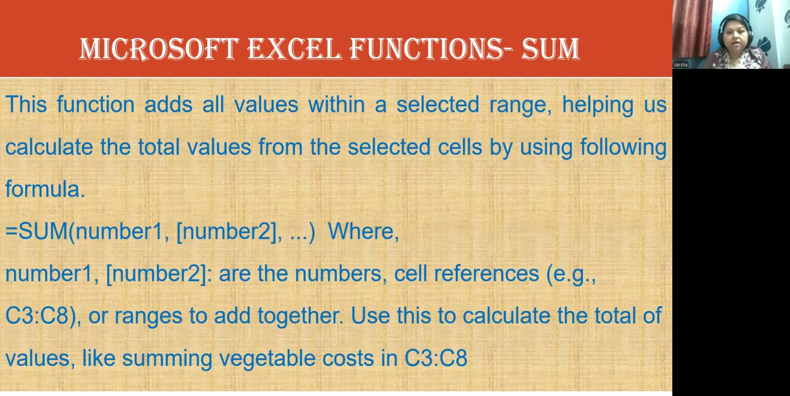Now let us start with the first function, SUM. This function adds all values within a selected range. It calculates the total of the selected cells by using the following formula. First of all, in Microsoft Excel, insert an equal sign. Then if you press S, SUM will automatically come up. Here you select the range. Number 1, number 2 are the cell references, for example C3 to C8. These are cell references or ranges. Use this to calculate the total of values, like summing vegetable cost in C3 to C8.